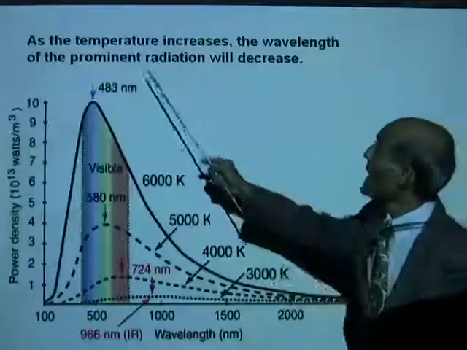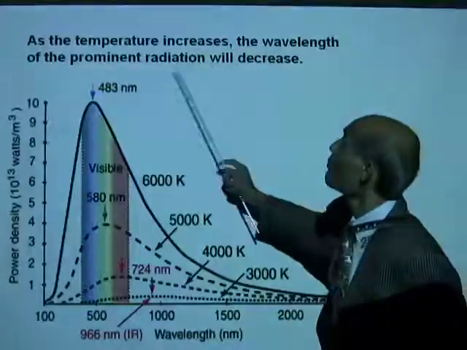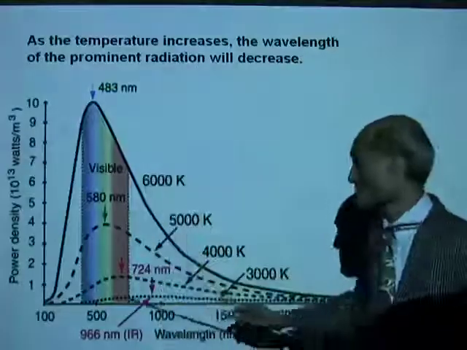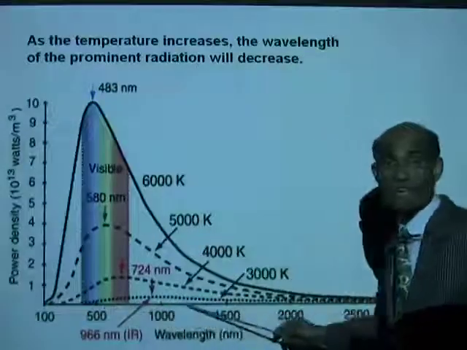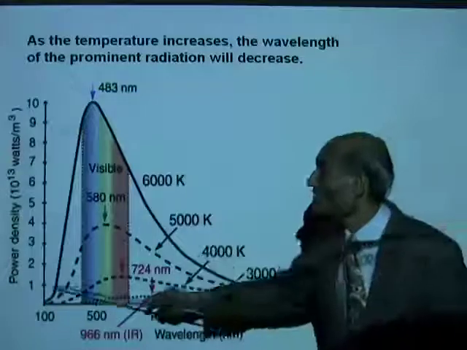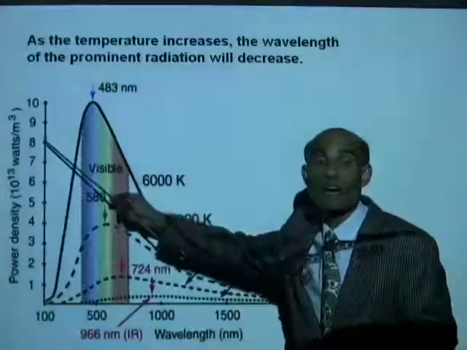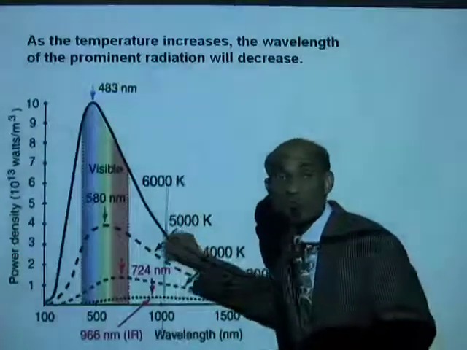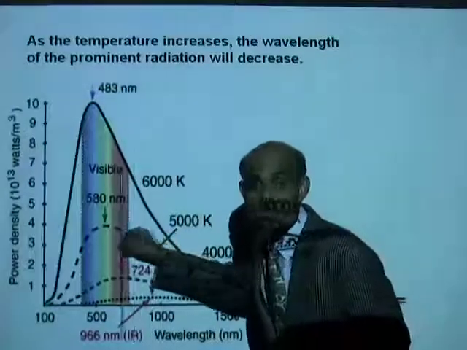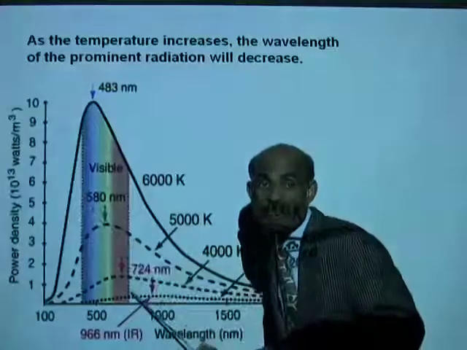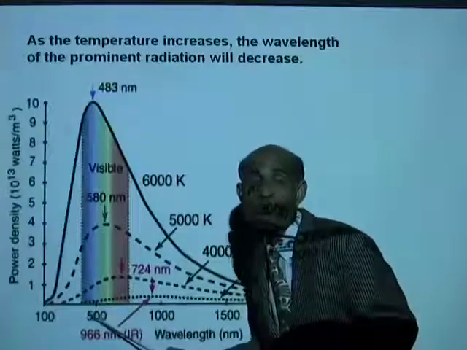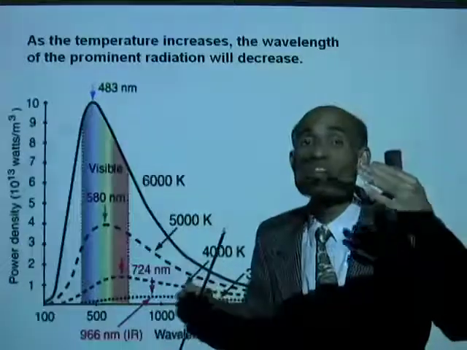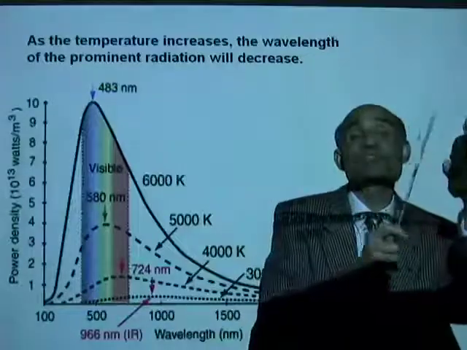Okay. As the temperature increases, the wavelength of the most prominent radiation will decrease. You can see this is a plot of wavelength on the x-axis and the power of radiation in the y-axis. Now, as the temperature increases, you can see the most prominent radiation shift to the left. Is that right? Shift to the lower wavelength. As the temperature increases, the most prominent radiation will become shorter and shorter.